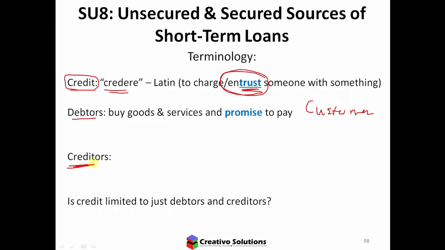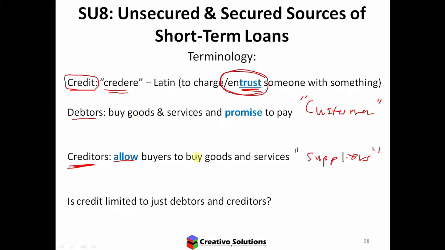Your creditors, who are they? Creditors are who you are buying from. Good. So creditors allow buyers to buy goods from them. They're the suppliers. So debtors, remember, customers. Creditors, remember, suppliers.